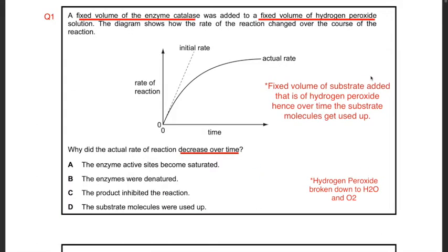Question 1. A fixed volume of the enzyme catalase was added to a fixed volume of hydrogen peroxide solution. The diagram shows how the rate of the reaction changed over the course of the reaction. Why did the actual rate of reaction decrease over time?